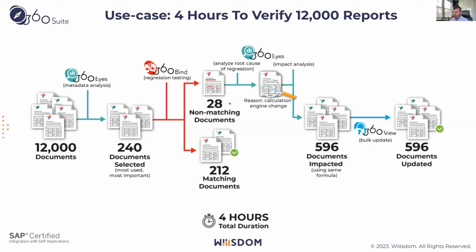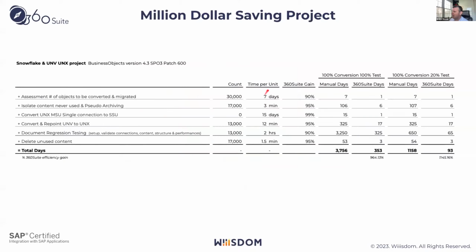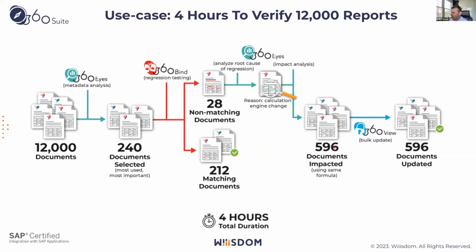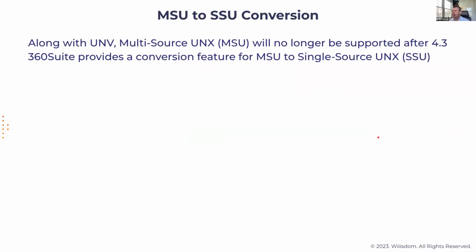This was done, of course, after repointing. From there, on these 28, he finds out there is a calculation engine change. Then he performs impact analysis with Wiiisdom 360 and finds out that the same change affects 596 reports. So he's leveraged the information from the non-matching documents, performed an impact analysis, and figured out that 596 other reports are impacted. Then he does a bulk fix with 360. Again, this is extremely time saving.